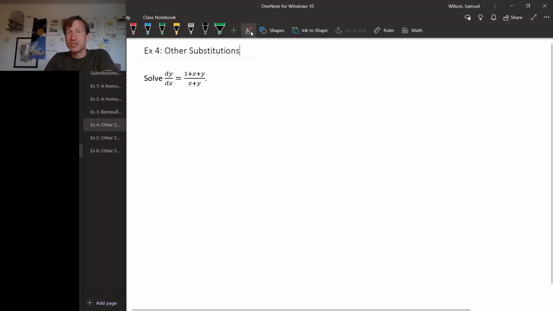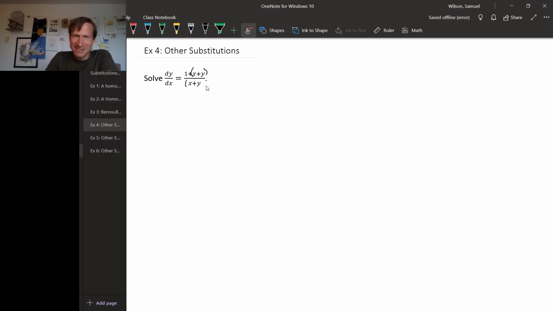There are a couple other situations where substitutions can help us solve a differential equation. So here's one of them. We're going to solve dy/dx equals (1 plus x plus y) over (x plus y). Now when you see this differential equation, what I hope occurs to you is that x plus y shows up in two places. Whenever some expression, x plus y in this case, shows up in more than one place, it's often nice to give that expression a name. So we're going to introduce a new variable u, and it's just our name for x plus y.